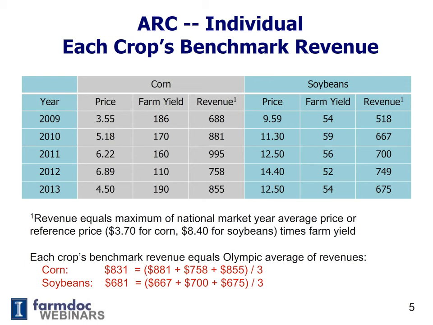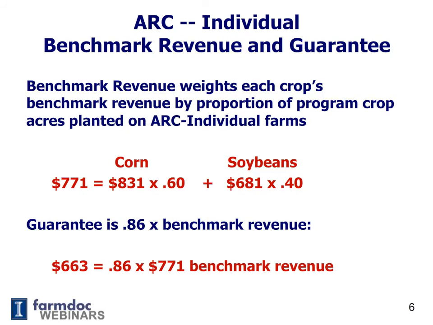There is a limit to the lowest price, and that's the reference price, which in this example is $3.70 for corn, $8.40 for soybeans. Each crop will have a benchmark revenue. You can see the calculations there. It's $8.31 for corn, which is the Olympic average of 2009 through 2013 revenue for corn, and $6.81 for soybeans. The benchmark revenue will then be the weighted average of the corn and soybean benchmark revenues.